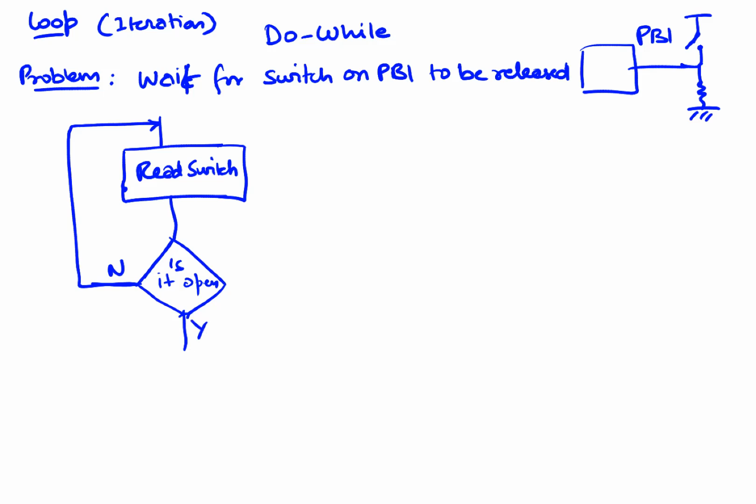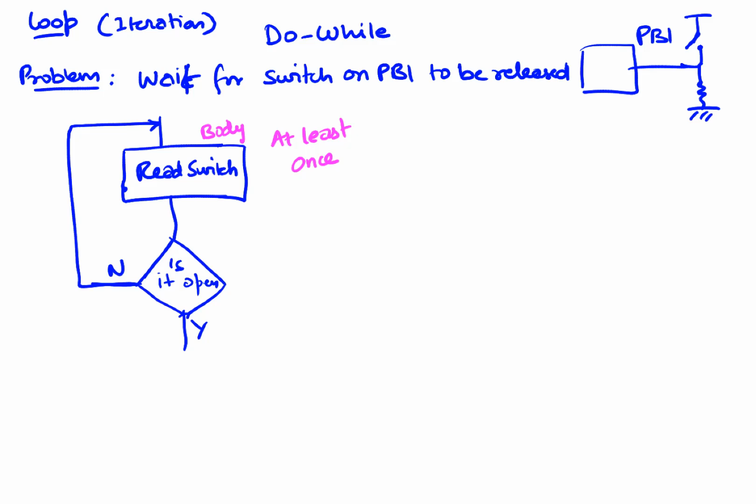So the key thing to understand here is that this has to be done at least once. There's no point trying to check whether the switch is released without reading it. So this body, which we call the body of the loop, has to be executed at least once. If I want to do something like that, I use a do while loop.